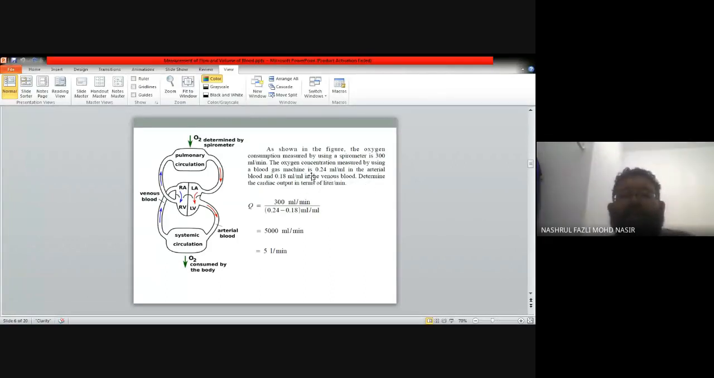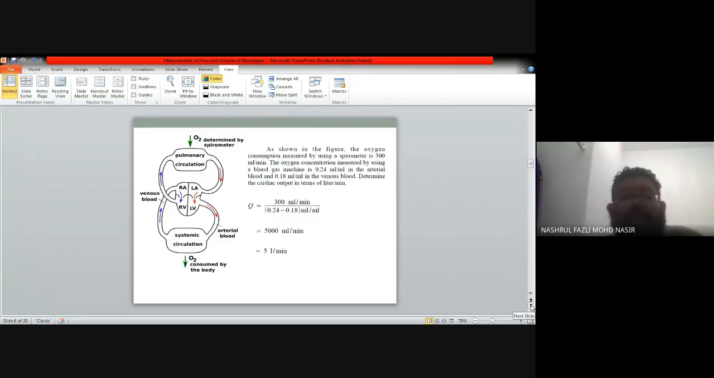So this is logical because venous blood surely has less oxygen. So 0.06, I'm sorry, 0.06 has been consumed. There's a difference there. So the cardiac output will be Q. This is the equation, and this is the answer. You have 5 liters per minute. So the cardiac output is 5 liters per minute.